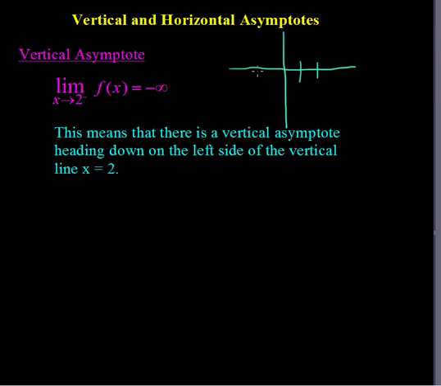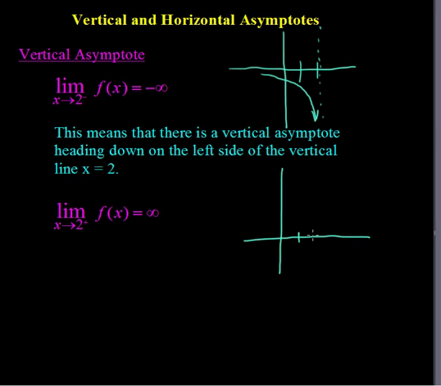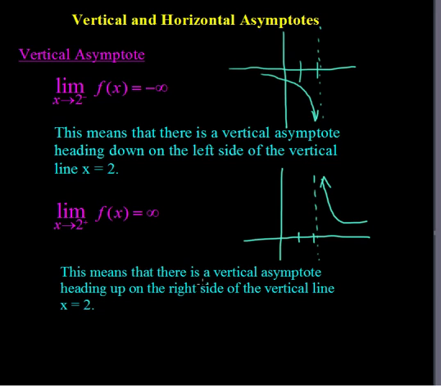So x equals 2. If the function's coming in from the left-hand side, it means it's coming from over here, and it approaches a vertical asymptote on the left-hand side, and it's heading down because it's going to negative infinity. Next, basically the same idea, except this time we're approaching x equals 2 from the right. So as the function approaches x equals 2 from the right, the function is heading up towards positive infinity. That gives us a vertical asymptote heading up on the right-hand side of the vertical line x equals 2.